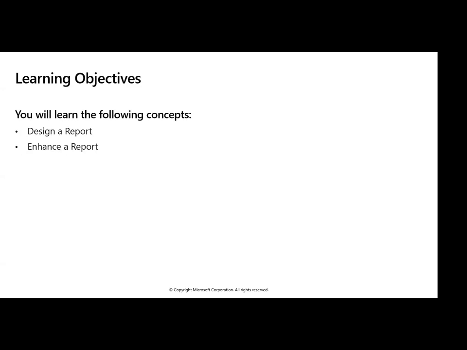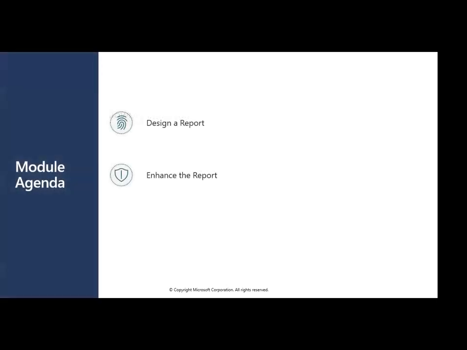The first step is to design the report. By the end of this module, you'll be able to design a report, including report layout, adding built-in and custom visuals. Then enhance a report, including improving the performance of the report, adding navigation, interaction, and implementing buttons and bookmarks. That is what you do when you're enhancing your report. So those are the 2 major things this module is divided into: design report and enhance report.